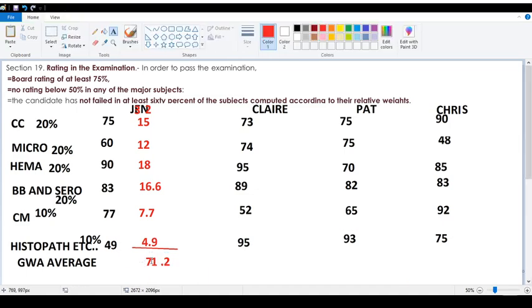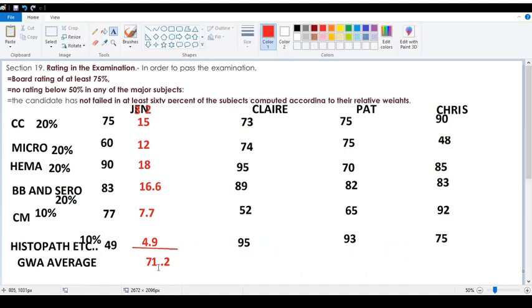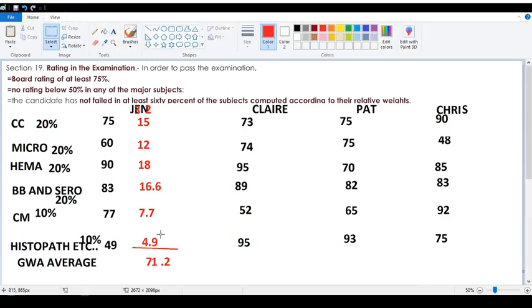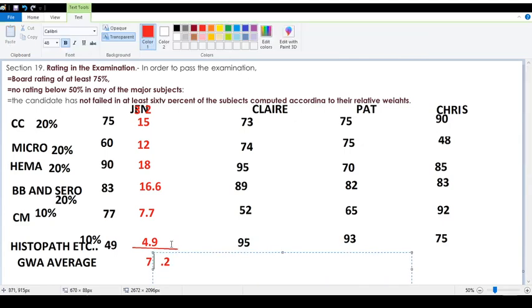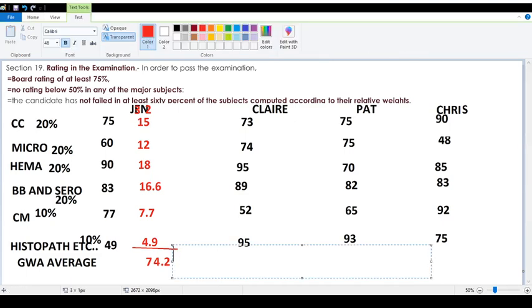Okay guys, I think I got this wrong. So it should be 34, right? So 5, 2, 8, 6, 7, and 4 plus 2. That should be 34. Okay, this must be 34. So wait, sorry for this one. This should be 34. So this must be 4. That is 74.2%. So that is the board rating of Jen.